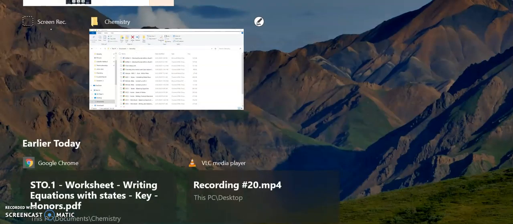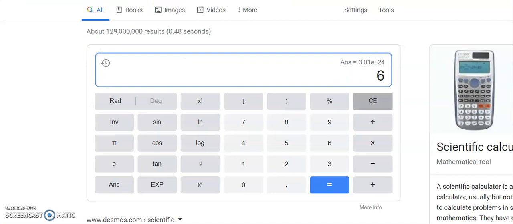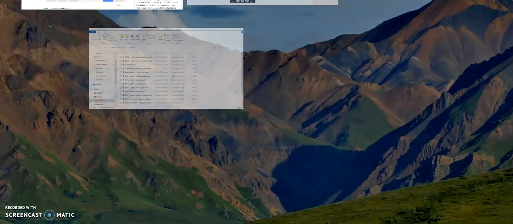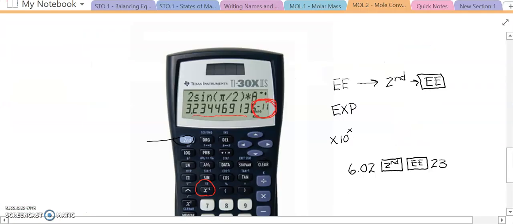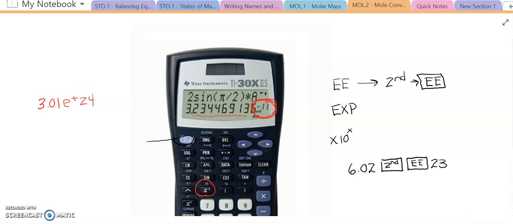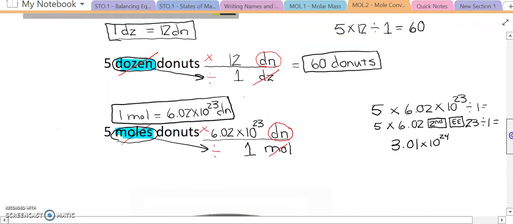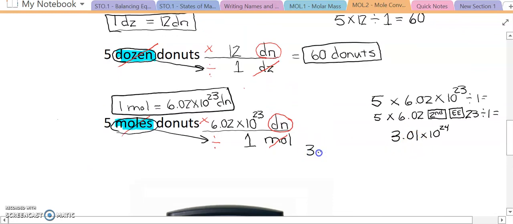If I'm using the Google calculator, then I am going to take 5 times 6.02. I hit exponential, I hit 23, and then I hit equals. Now my Google answer looks a little bit differently, so let's take a look at that Google answer quickly. Your Google answer is going to say 3.01, and it gives you an E. It may be capital, it may be lowercase. It gives you a plus sign, and it gives you a 24, but it means the exact same thing. In math, an E symbol is frequently used to represent scientific notation, just like it's an E here. So, how many donuts do I have? Well, I have 3.01 times 10 to the 24th donuts.